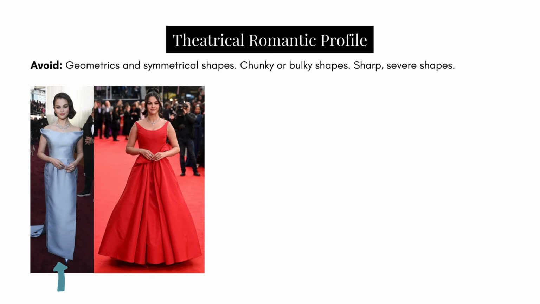Avoid geometrics and symmetrical shapes. So, in this first blue image, I love Selena from the shoulders up. I love this dress. I love the look. Her hair and makeup are incredible. That diamond necklace is so glamorous. She looks absolutely stunning. I love the color on her. But that dress itself has too much sharpness to it. The fabric is too heavy. It's too straight edged and blunt. So it doesn't work well with how much softness she has.